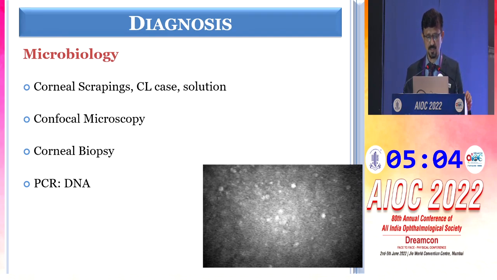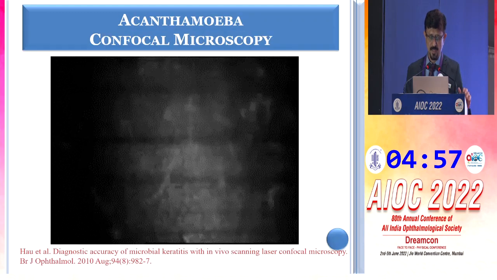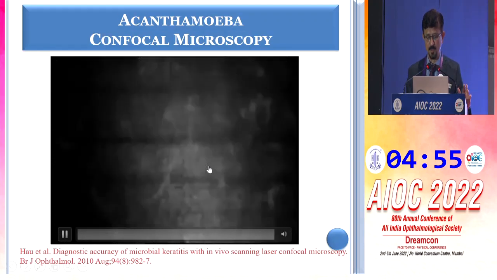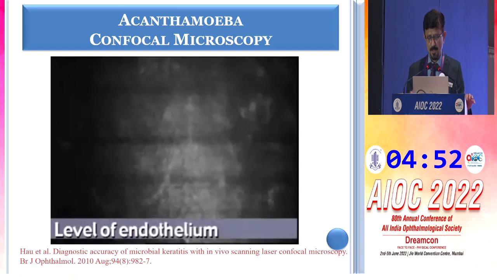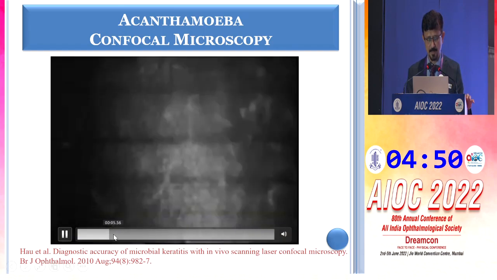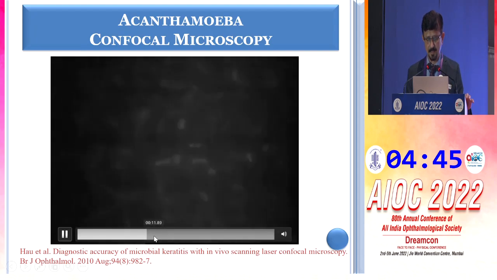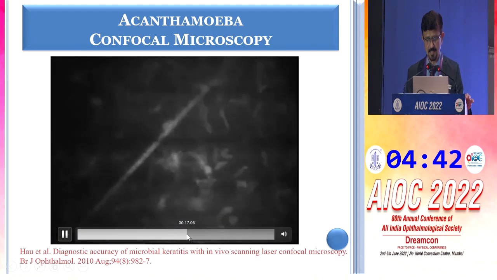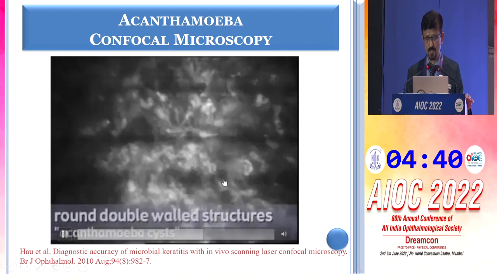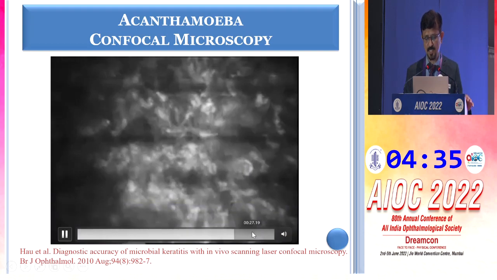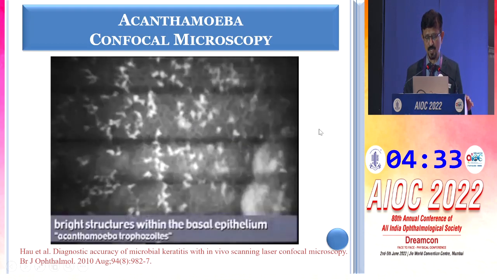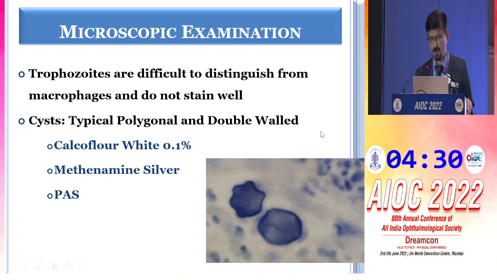And based on history and based on examination, you can somehow guess that it may be acanthamoeba. But yes, microbiological diagnosis is something which we should always do in all the ulcers. We do corneal scraping, we can do confocal microscopy, and by confocal, you can get to see thickened nerves. You can see here, the thickened nerves will be seen like this, and then as you move forward, you can see the double walled cysts, and then as you move anteriorly, you get to see the refractile trophozoites in the basal epithelium of the cornea.